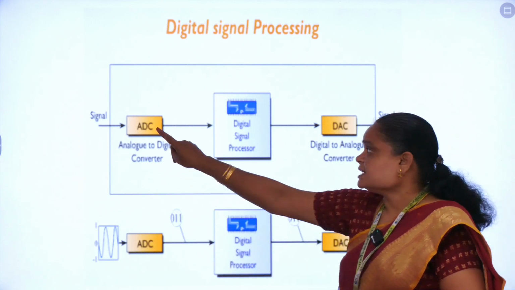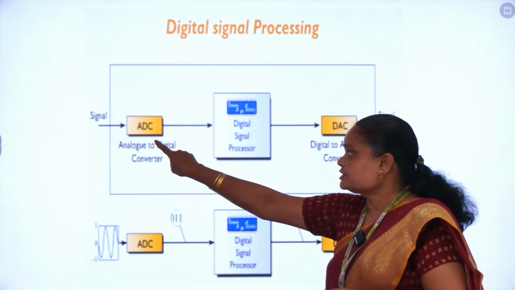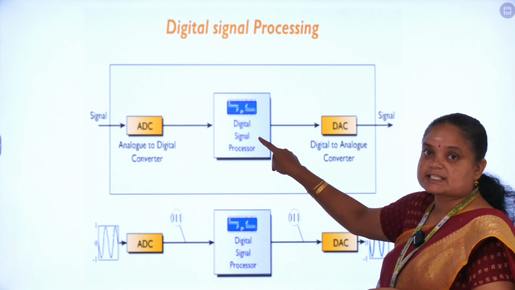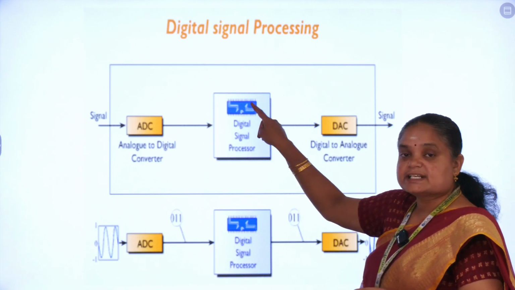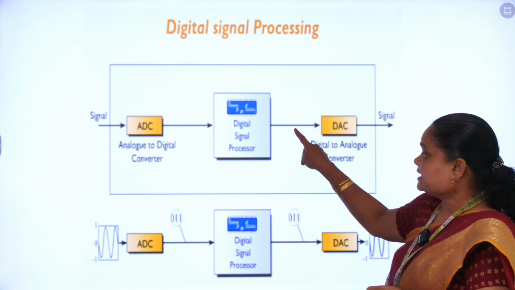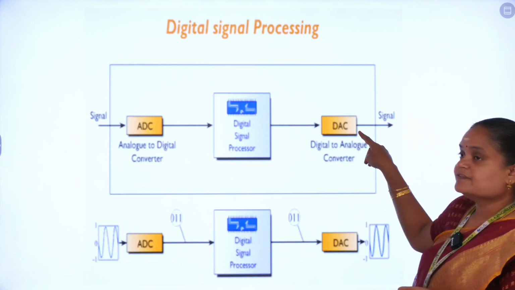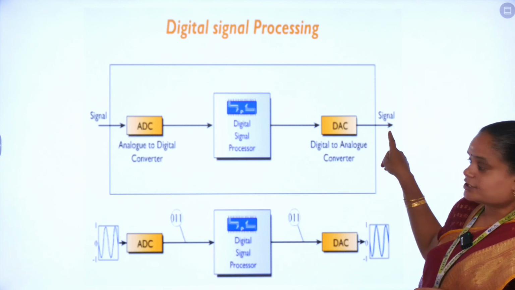Digital signal processing: an analog signal is converted to digital with the help of ADC and then processed in a digital signal processor. In this, the input is a digital signal. It is processed in this processor and we get a digital output. This digital output is given as an input to the DAC converter, and then the digital signal is converted to an analog signal.